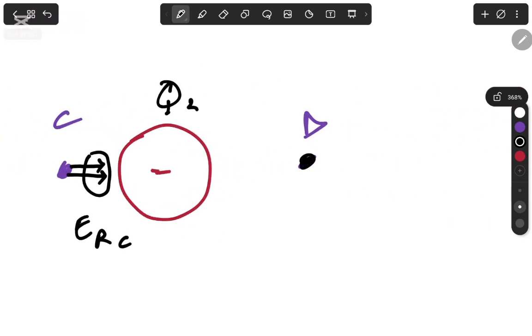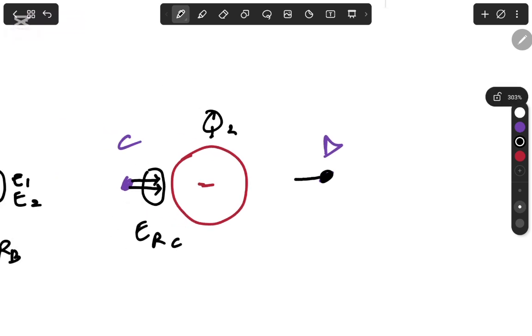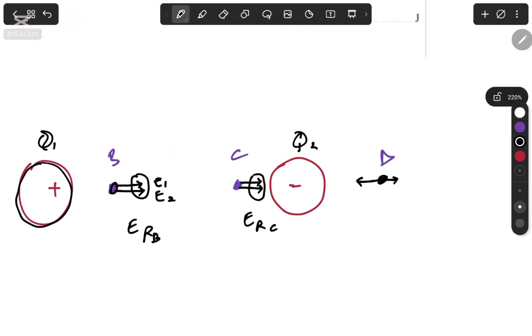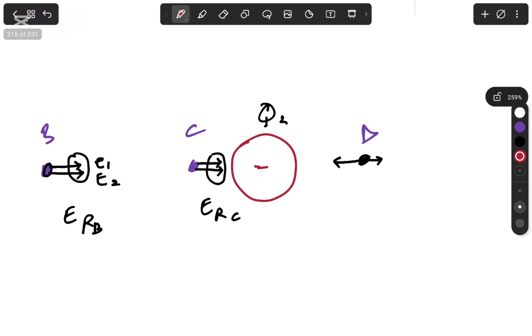Point number D. Again, D is a test positive charge. It will be attracted by the negative charge and repelled away by the positive charge. But the repulsion will be much smaller here. So this is E, let's call it E1, E2. You can just say that and then add both of them and we get the resultant E at D. Actually, this will be E2 and this will be E1.